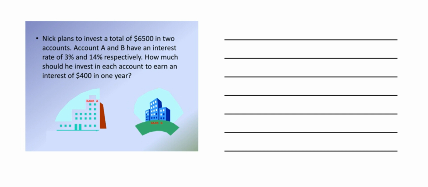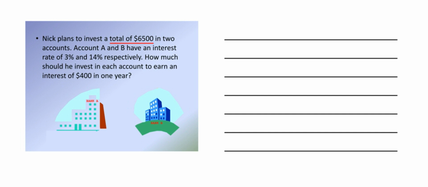Nick plans to invest a total of $6,500 in two accounts. Account A and B have an interest rate of 3% and 14% respectively. Pay attention to the word respectively. How much should he invest in each account to earn an interest of $400 in 1 year?